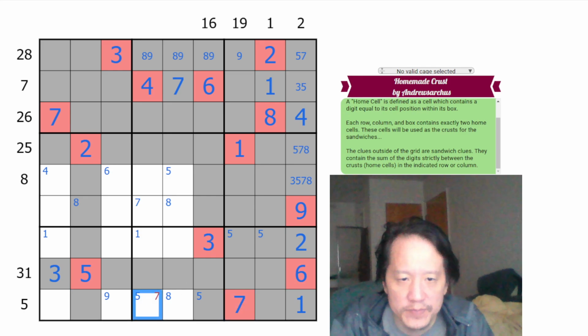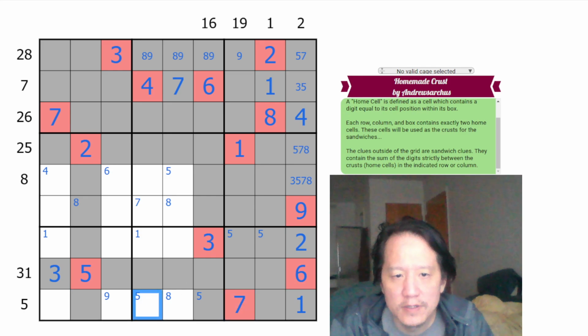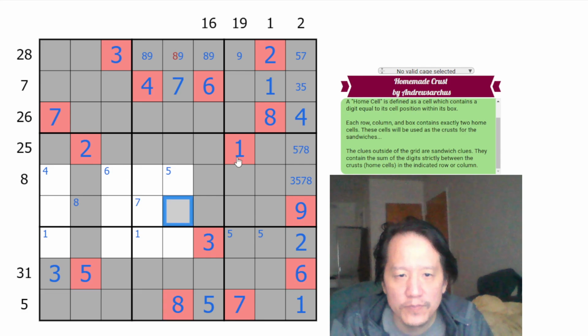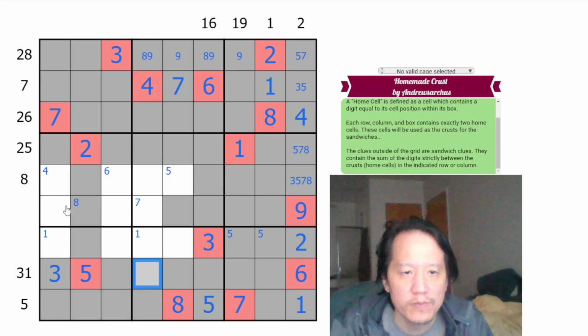So this is 7. This can't be 7. And it can't be 5 anymore, because this has to have a difference of 1. So this is 5. This is 8 in the home cell. There cannot be any more home cells here. This can't be 8 anymore, so that cannot be the home cell. This can't be 8. So one of these two is a home cell. Since one of these two has to be a home cell because of box 7, these two cannot be home cells. And therefore this is the only possibility to be a home cell, so that's 1.